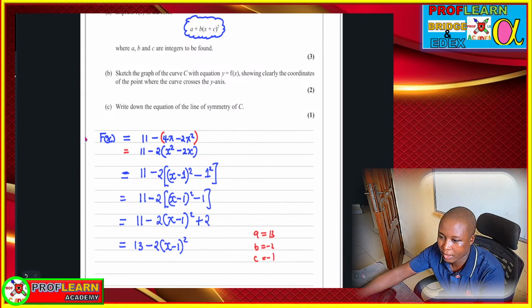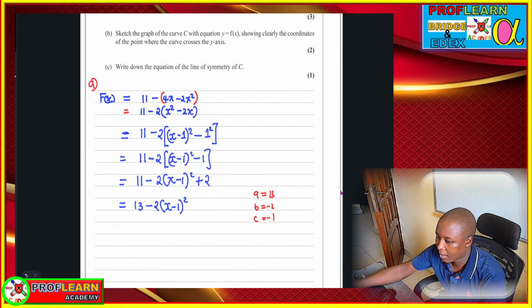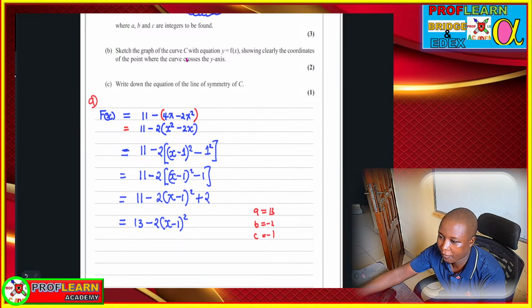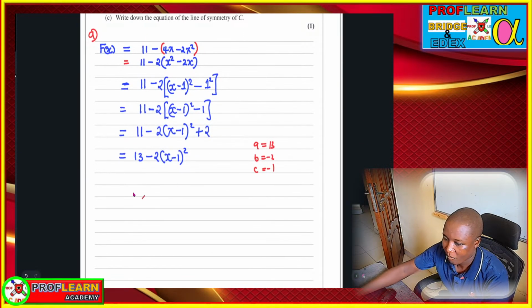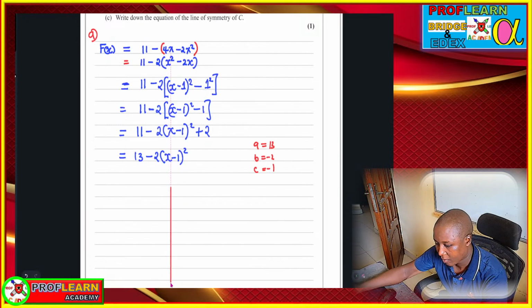Now that's part A. And let's look at what B is. Sketch the graph of curve C, showing clearly the coordinates of the point where it crosses the y-axis. So how do we sketch the graph to that?